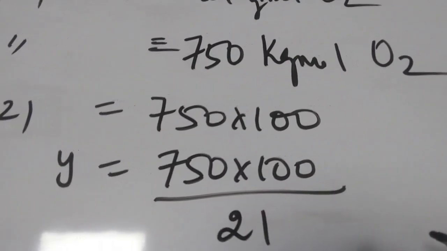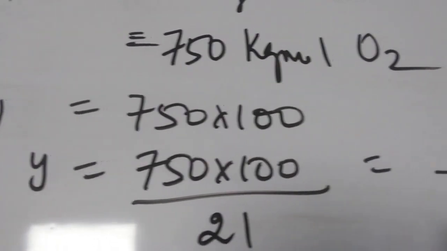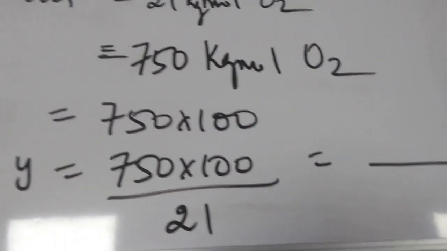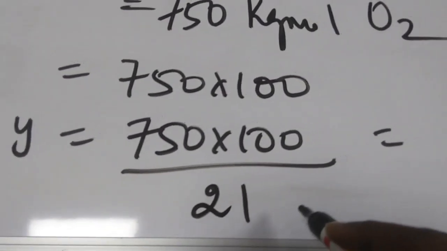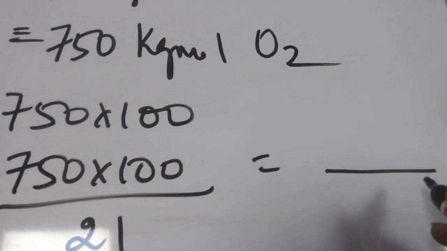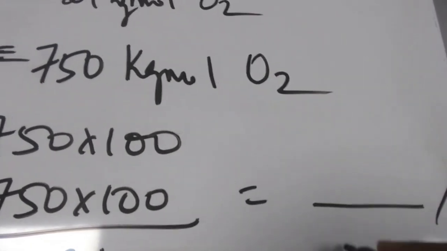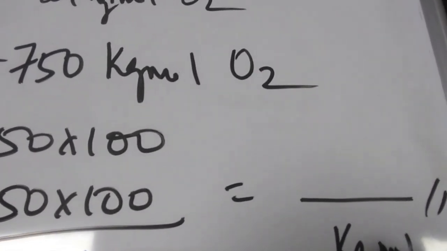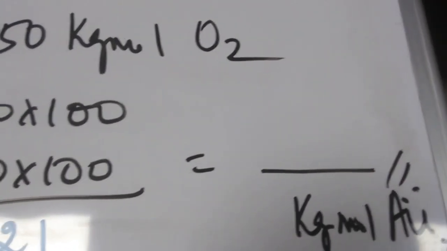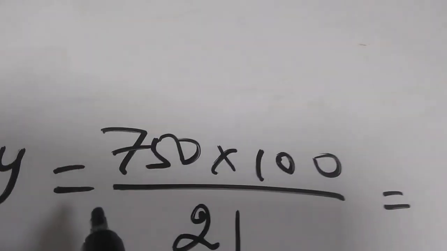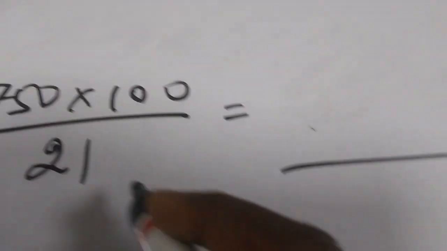So what is the value? This is your calculator, write the value of Y. How many kg moles of air is required? So 750 into 100 divided by 21, that many kg moles of air is required. Okay. 750 into 100 divided by 21. How much did you get?